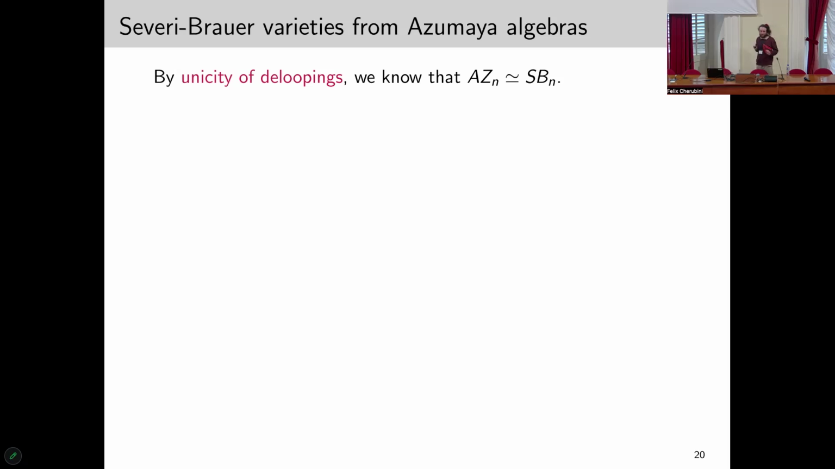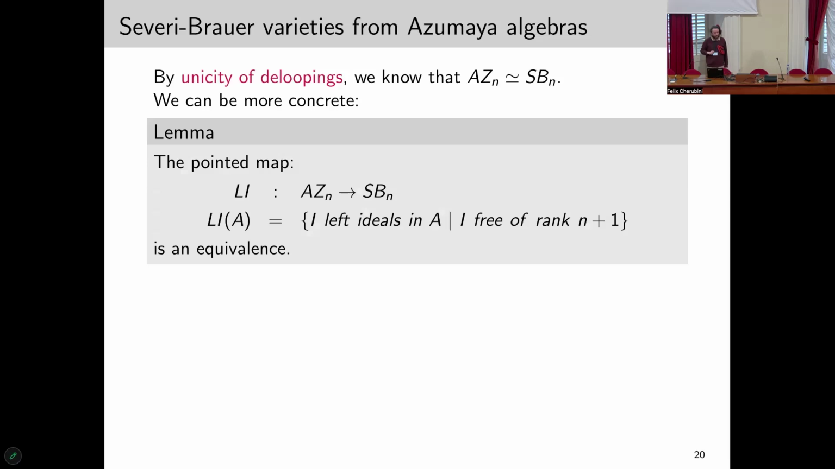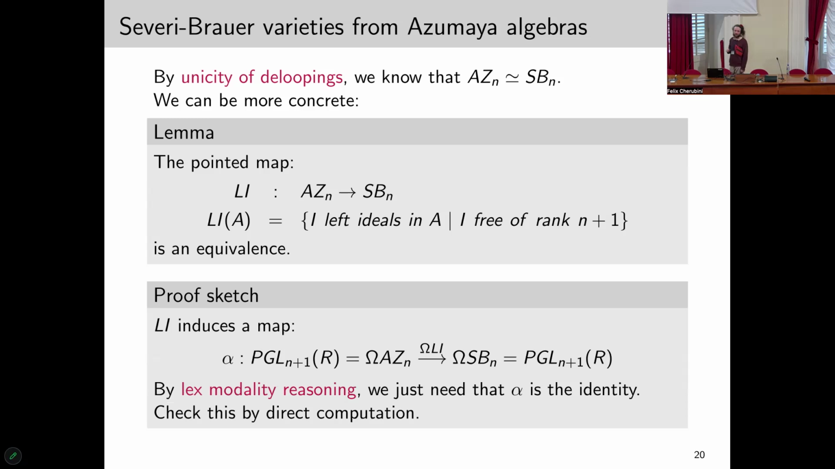We need an explicit description of such an equivalence. And here I can give it. So it's a map which takes an Azumaya algebra and returns the type of left ideals in the algebra that are free of rank n plus 1 when you see them as modules. So I will not explain why this map is pointed, in the sense that it sends Mn plus 1 over R to Pn, but that's also some fairly basic linear algebra. But I will sketch the proof that this is an equivalence, just to give you an idea of the kind of reasoning we do here.